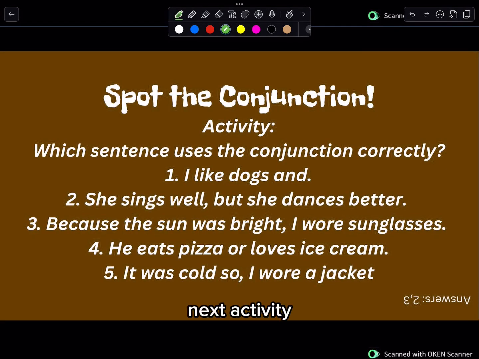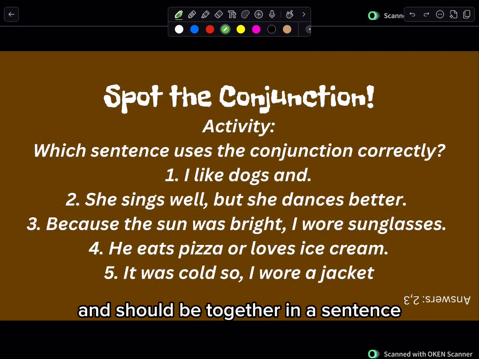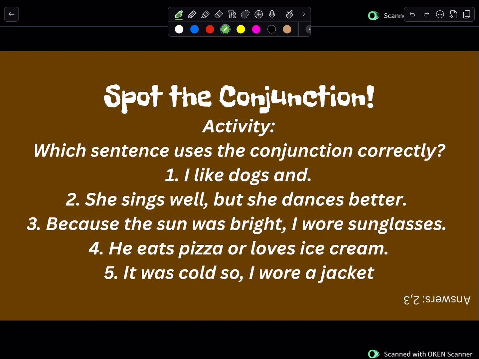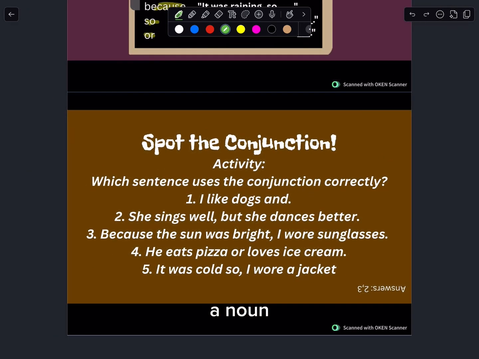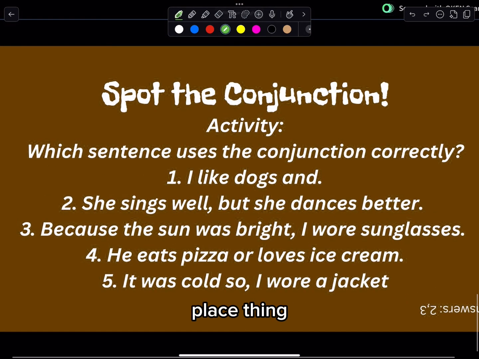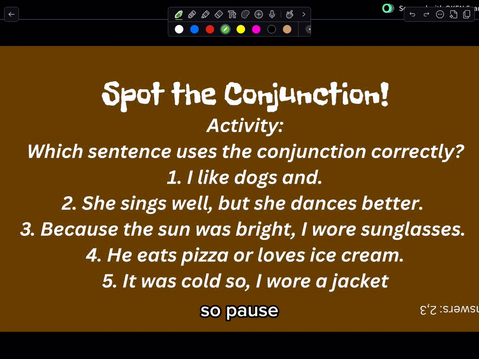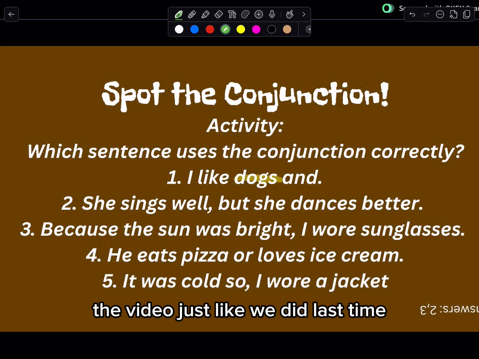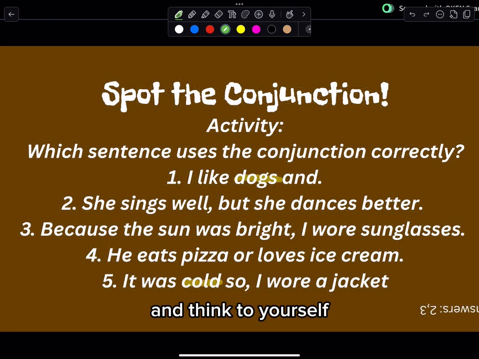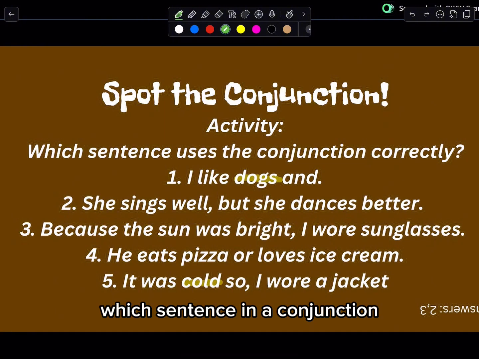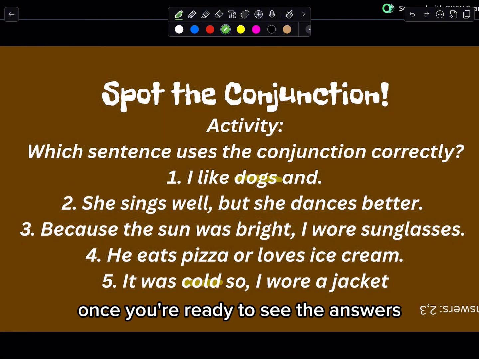For this next activity, spot the conjunction. You have to remember that conjunctions are meant to help nouns. They go side by side and should be together in a sentence. So just as a reminder, things like dogs would be a noun. A noun is a person, place, thing, or idea. So pause the video just like we did last time and think to yourself which sentence uses a conjunction correctly. Unpause the video once you're ready to see the answers.